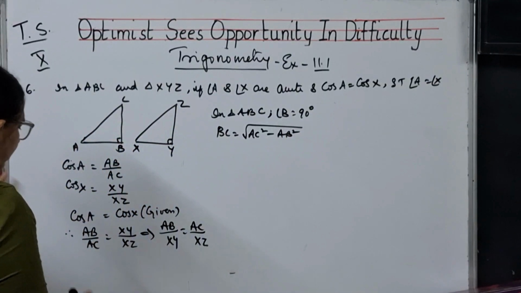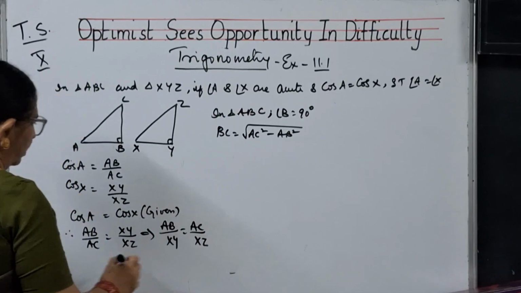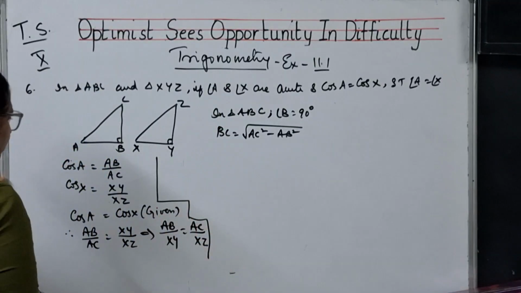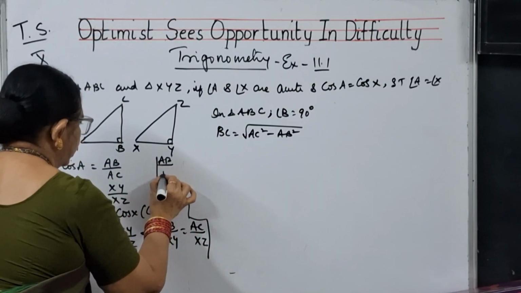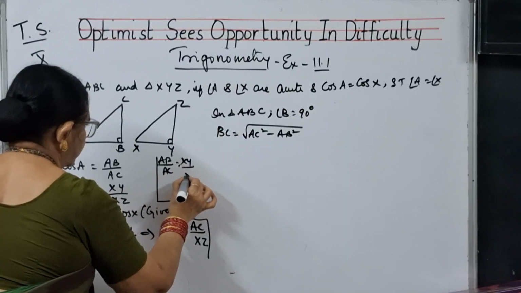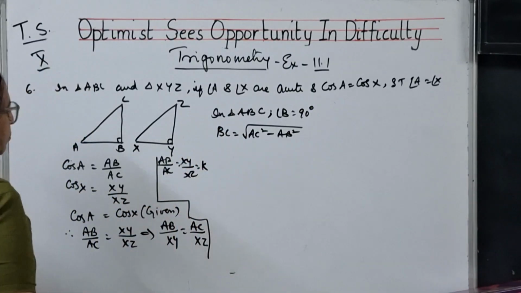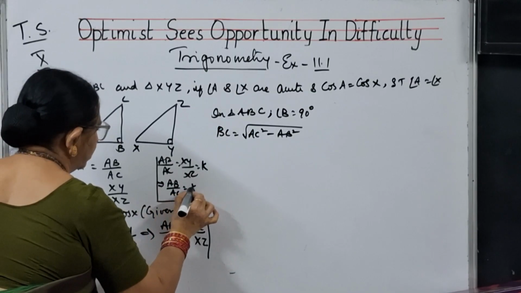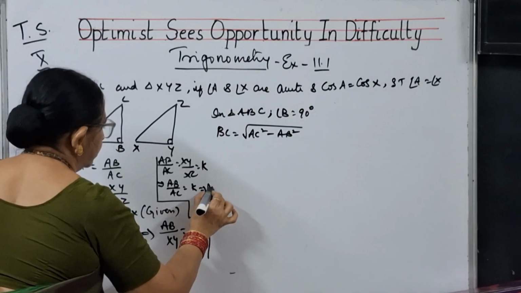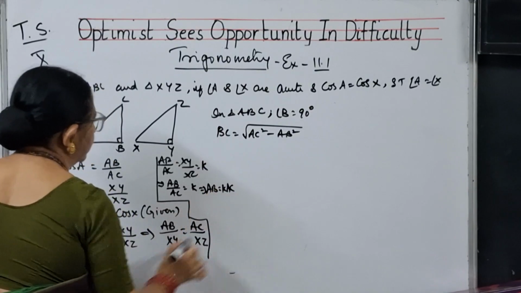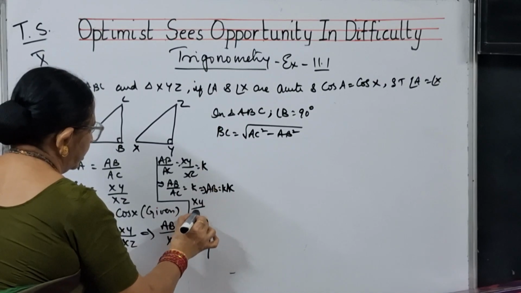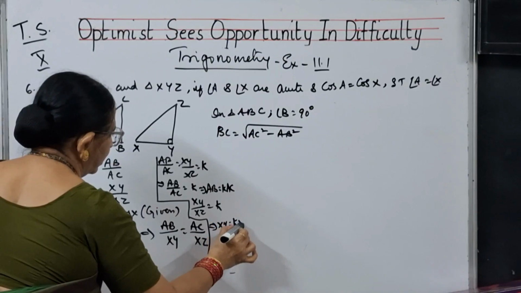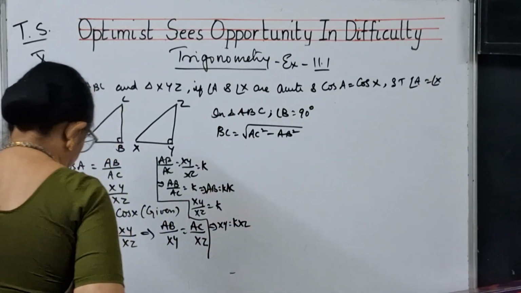But see children, here when you are saying AB by AC is equal to XY by XZ, a little bit I want to write here. Let us suppose that it is equal to k. What does this imply? AB by AC is equal to k, that means AB is equal to k AC. And also XY by XZ is equal to k. This implies XY is equal to k XZ. So let us keep that.